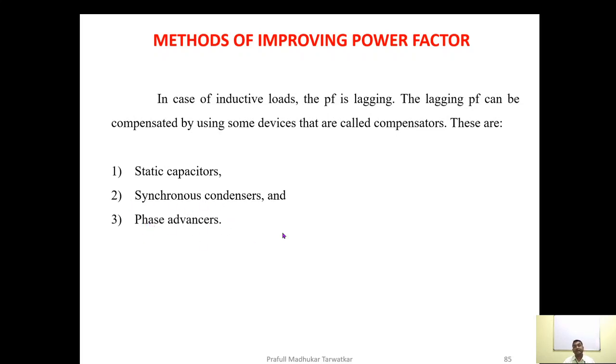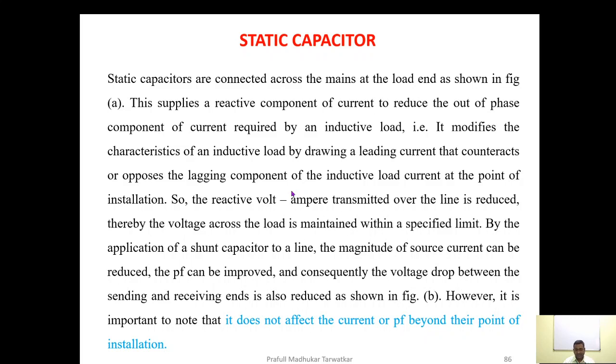Then there are phase advancers. These are installed in the substation and in the transmission network only. Apart from these three methods, the main focus of this particular unit is only on static capacitors. So we will focus only on power factor improvement using static capacitors. As the name suggests, static capacitors are condensers which are installed in parallel with the system to improve the power factor.